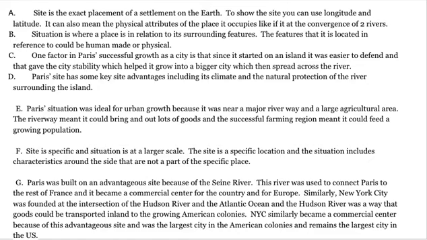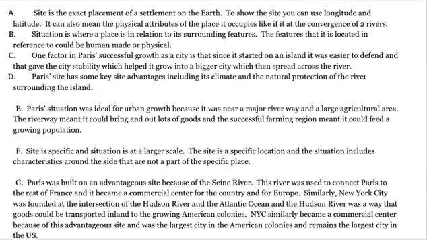Paris's situation was ideal for urban growth because it was near a major riverway and a large agricultural area. The riverway meant it could bring goods in and out, and the successful farming region meant it could feed a growing population. So I answer the question, and then I give an example. I explain how that answer is true.